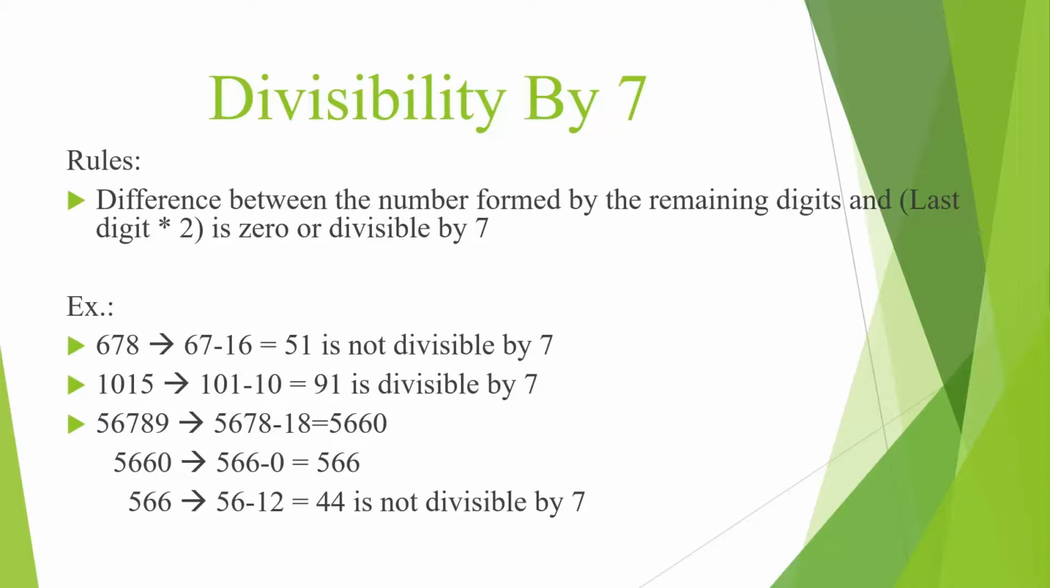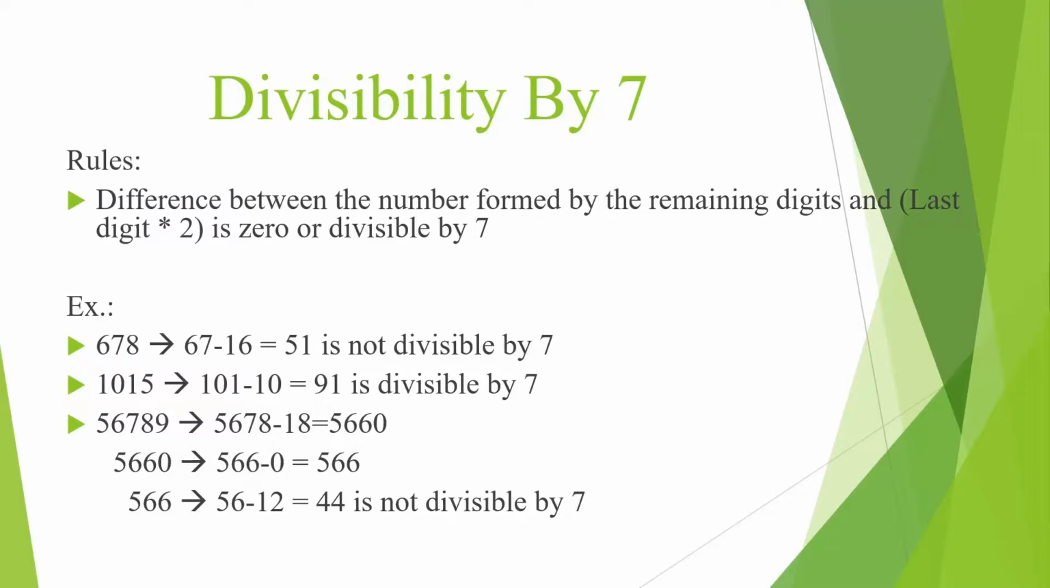Here we have to ignore the ones digit, that is 8. So we get the remaining digits as 67. 67 minus 8 into 2, the last digit into 2. 8 2s are 16. 67 minus 16 is 51. 51 is not divisible by 7. So 678 is also not divisible by 7.